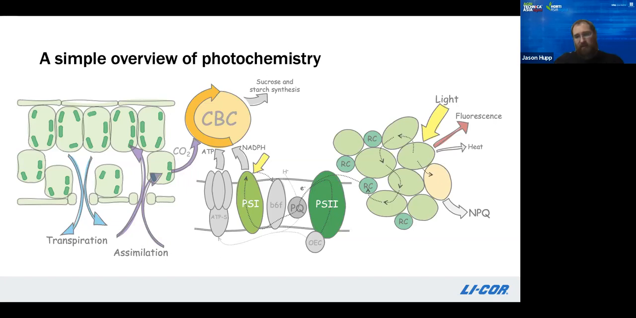Okay, big detailed picture to tell what is a relatively short story here. And that is that photochemistry is complex. There's a lot of stuff going on here. And when we want to talk about an instrument that measures photochemistry, it becomes immediately apparent that we can't just point one thing at a leaf and have it tell us everything that's happening here.